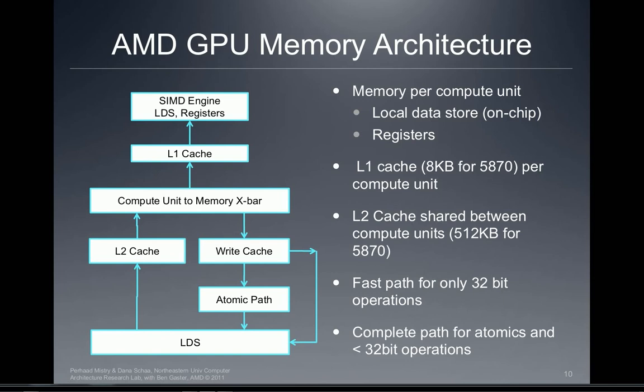Let's look at the AMD GPU Memory Architecture. For the SIMD engine that I mentioned before, the fastest memory it has is the so-called local data store and the registers, which are memories per compute unit. There is also a level 1 cache, which only works for one compute unit, and a level 2 cache that can be shared between compute units. There are several paths that reach the SIMD engine. There is one path which is faster but only works for 32-bit precision operations, and a different path which is used if there are double precision floating point operations like in 64 bits, and atomics. We will get to atomics later, what they do.